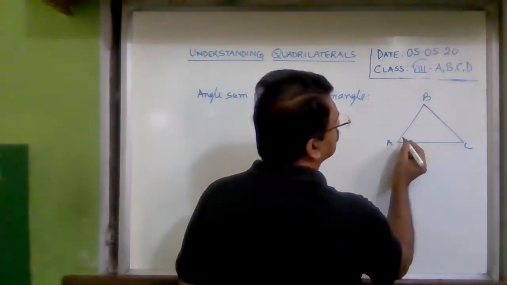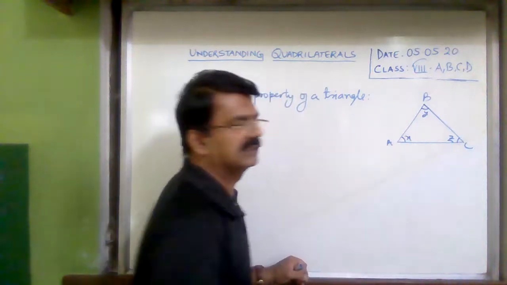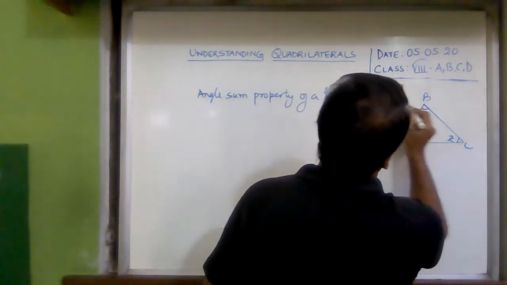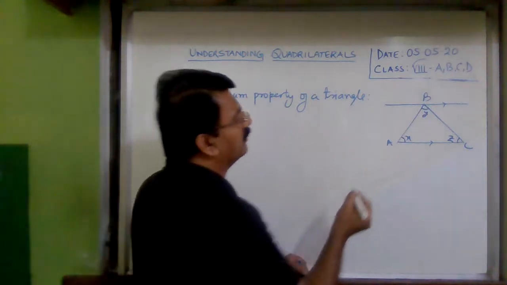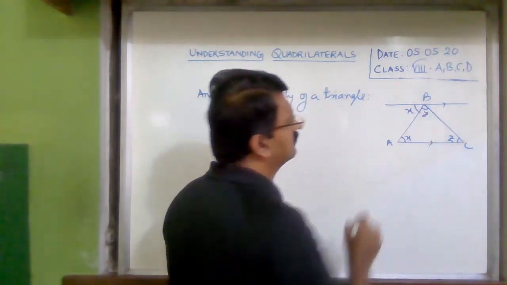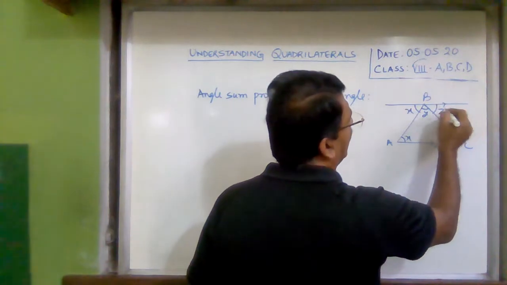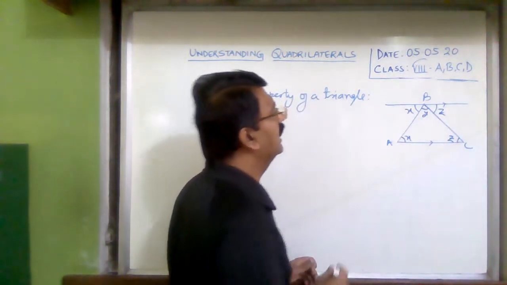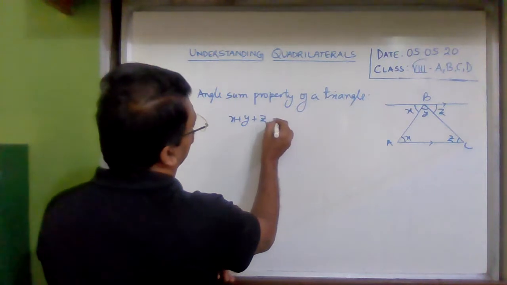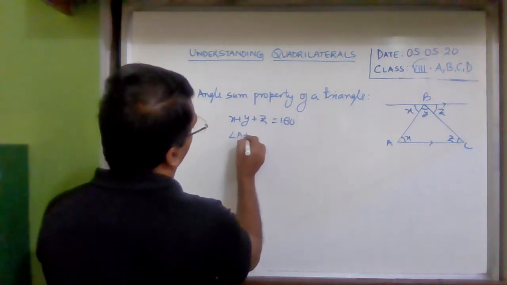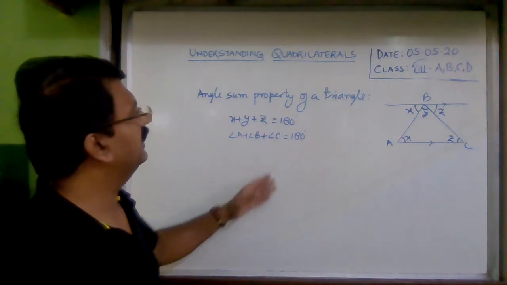Okay. Now this angle A is X, angle B is Y, angle C is Z. Now you draw a line passing through B and parallel to AC. All of you know, if this angle is X, then this angle will also be X as they are alternate angles. Similarly, if this angle is Z, then this angle will also be Z, as they are alternate angles. And now, as it is a straight line, and straight angle is always 180, so you can say that X plus Y plus Z is equal to 180. That means angle A plus angle B plus angle C is equal to 180. This is the angle sum property of a triangle. Okay.